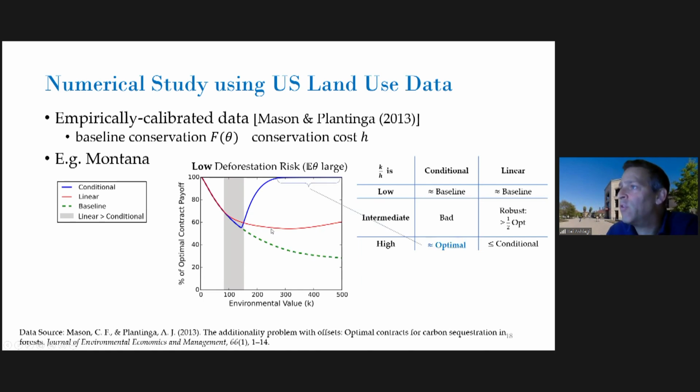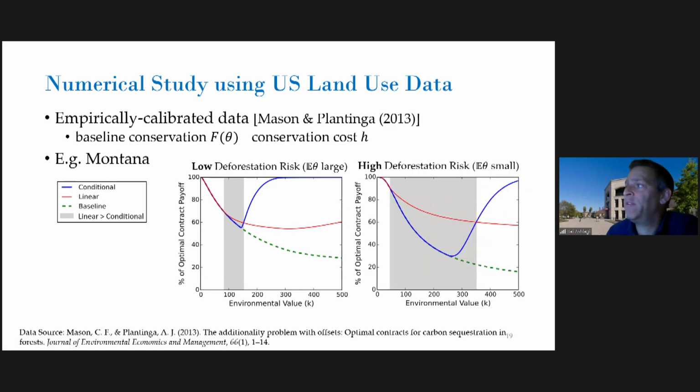It's more interesting if you look at the high deforestation risk. Then the gray area where linear is better than the conditional is much larger, and also the gap between them is much larger. So we really want to understand better empirically where there's high deforestation risk, and what K and H are, and so forth in practice, in order to make use of these kinds of results.